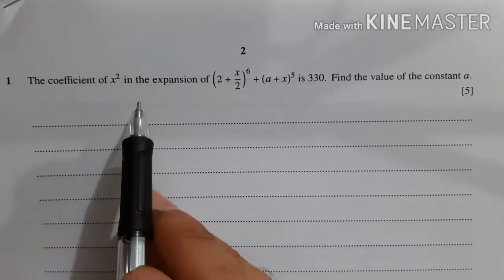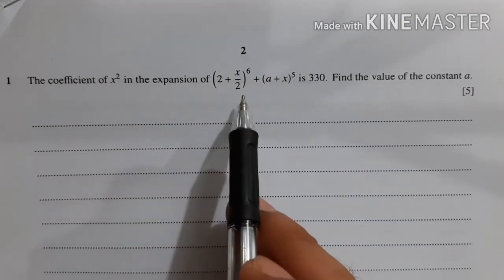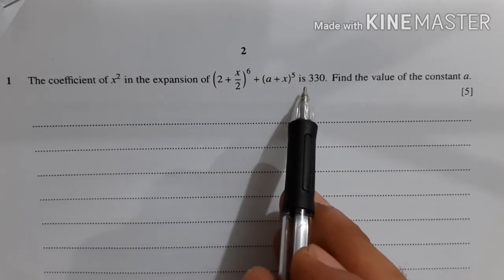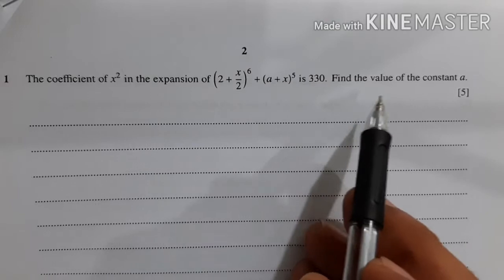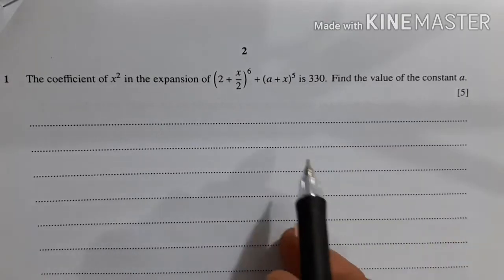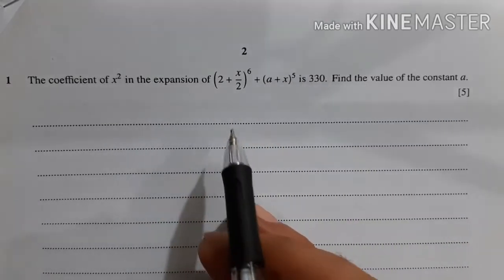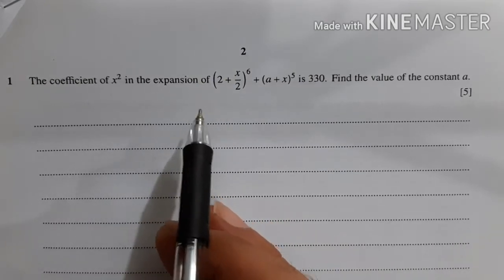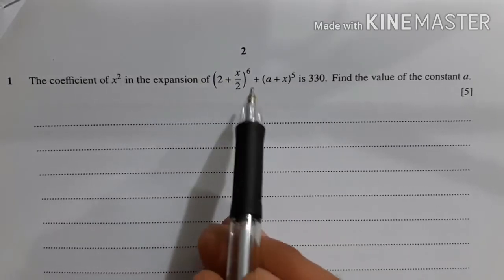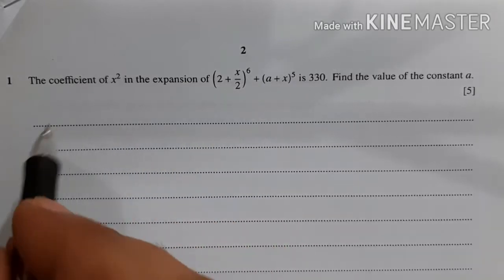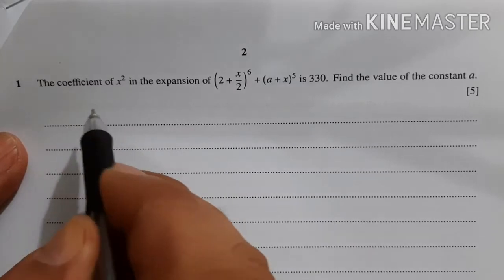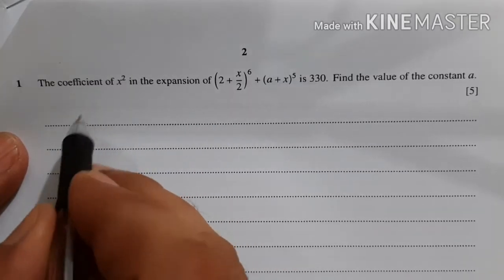The coefficient of x squared in the expansion of (2 + x/2)^6 + (a + x)^5 is 330. Find the value of the constant a. So this is a question of binomial expansion. I'll expand these two terms separately, or I can go in one single step.